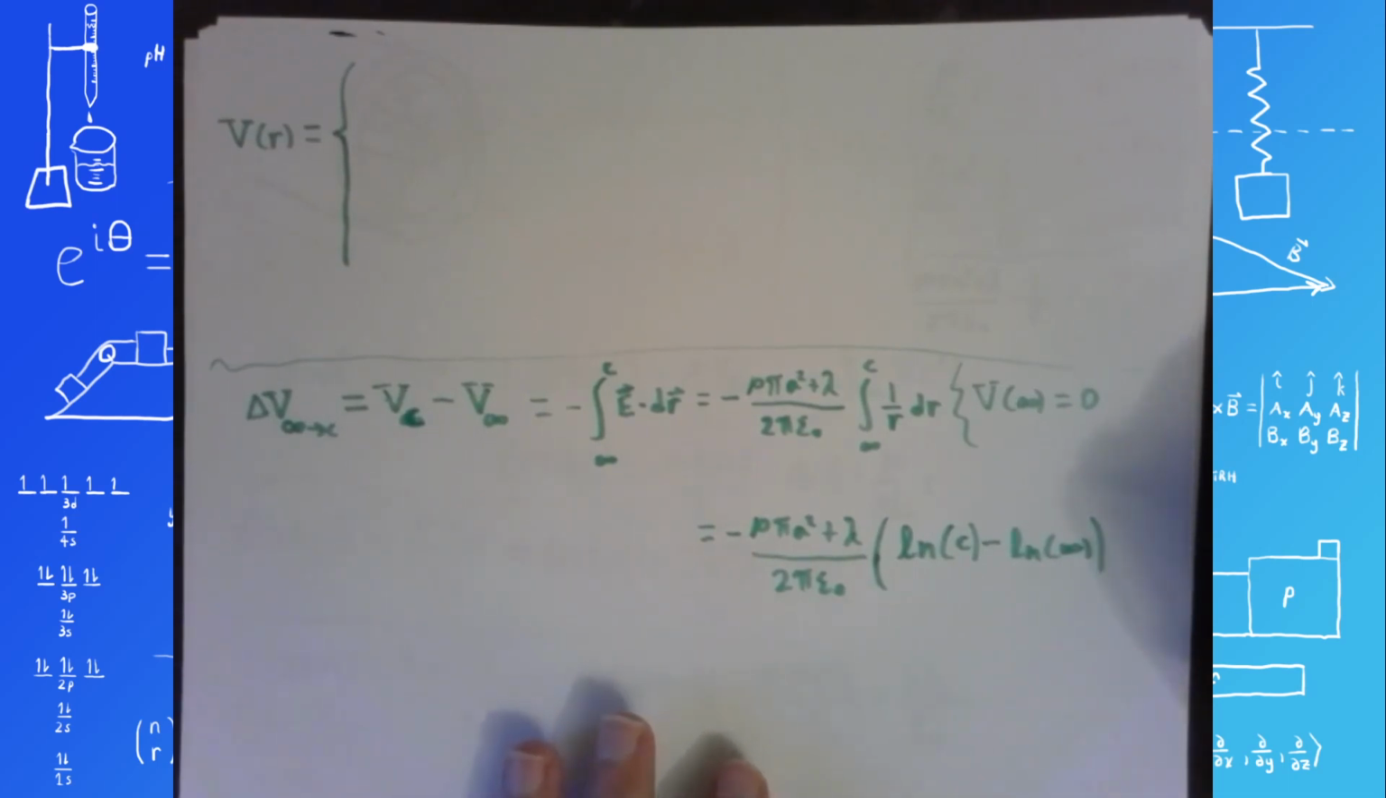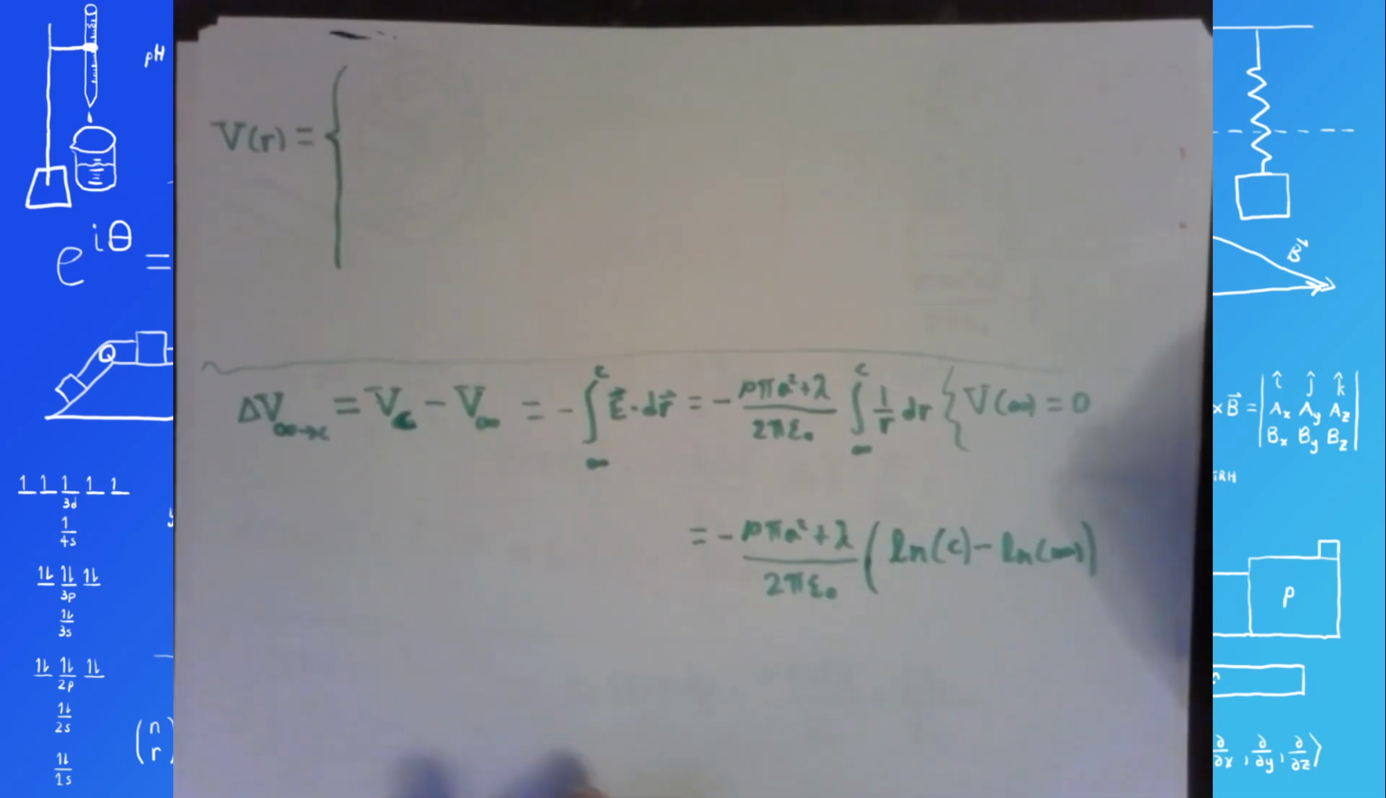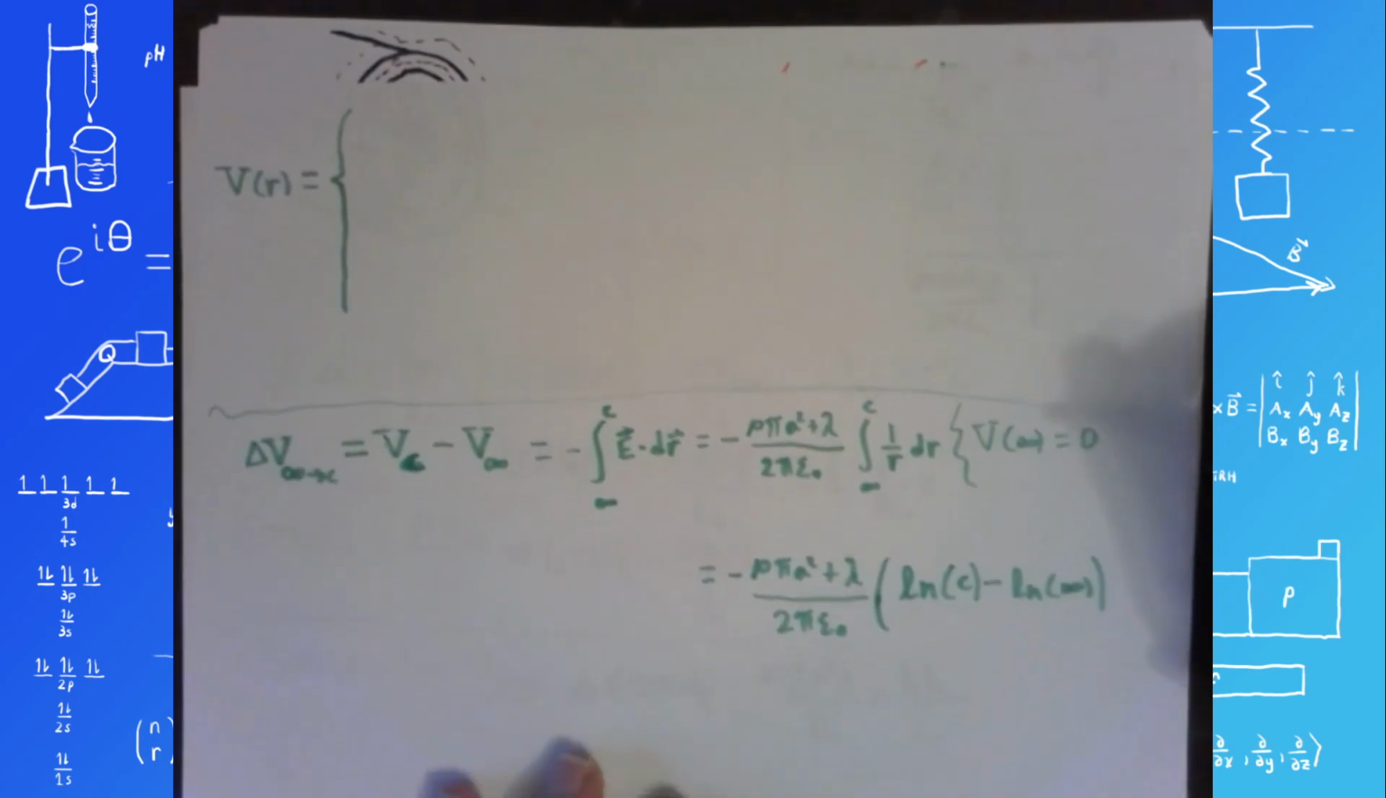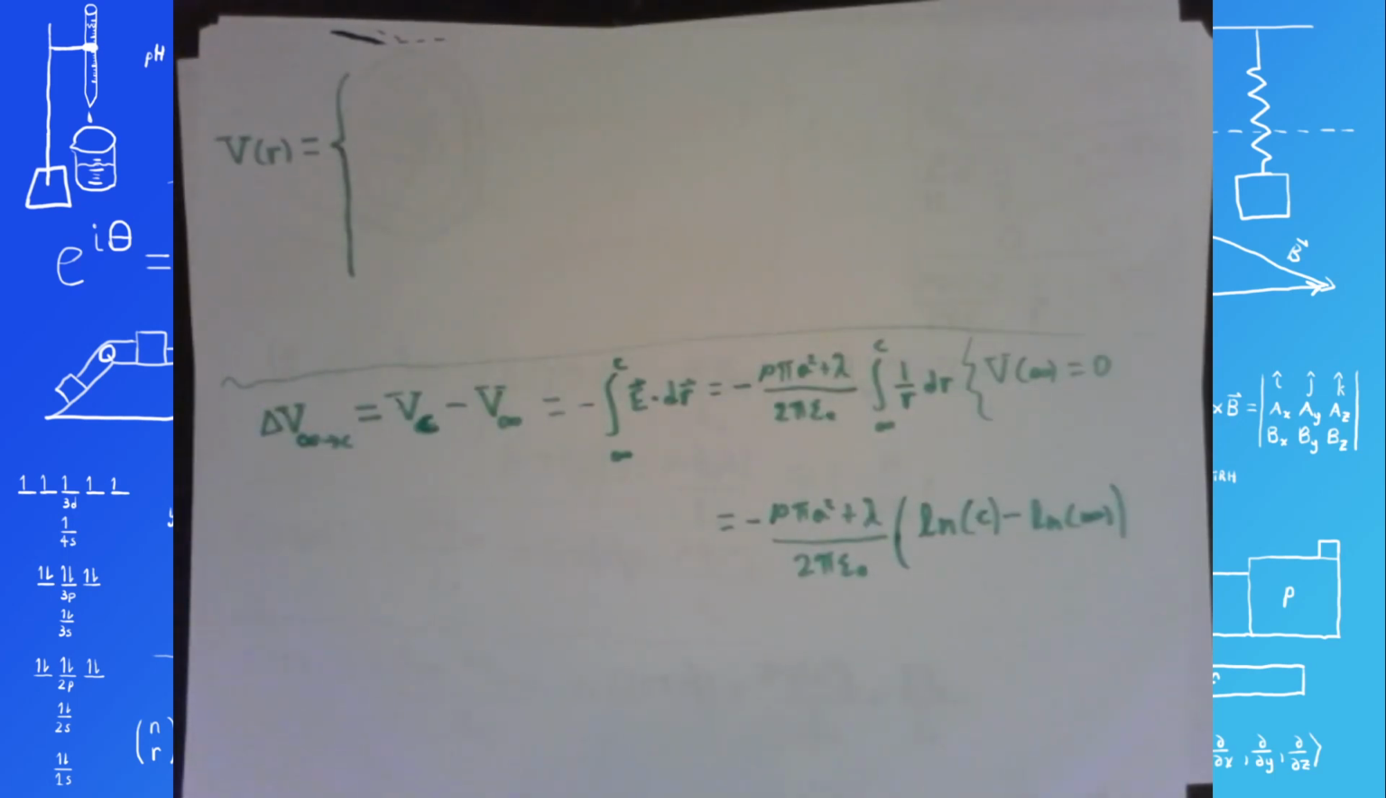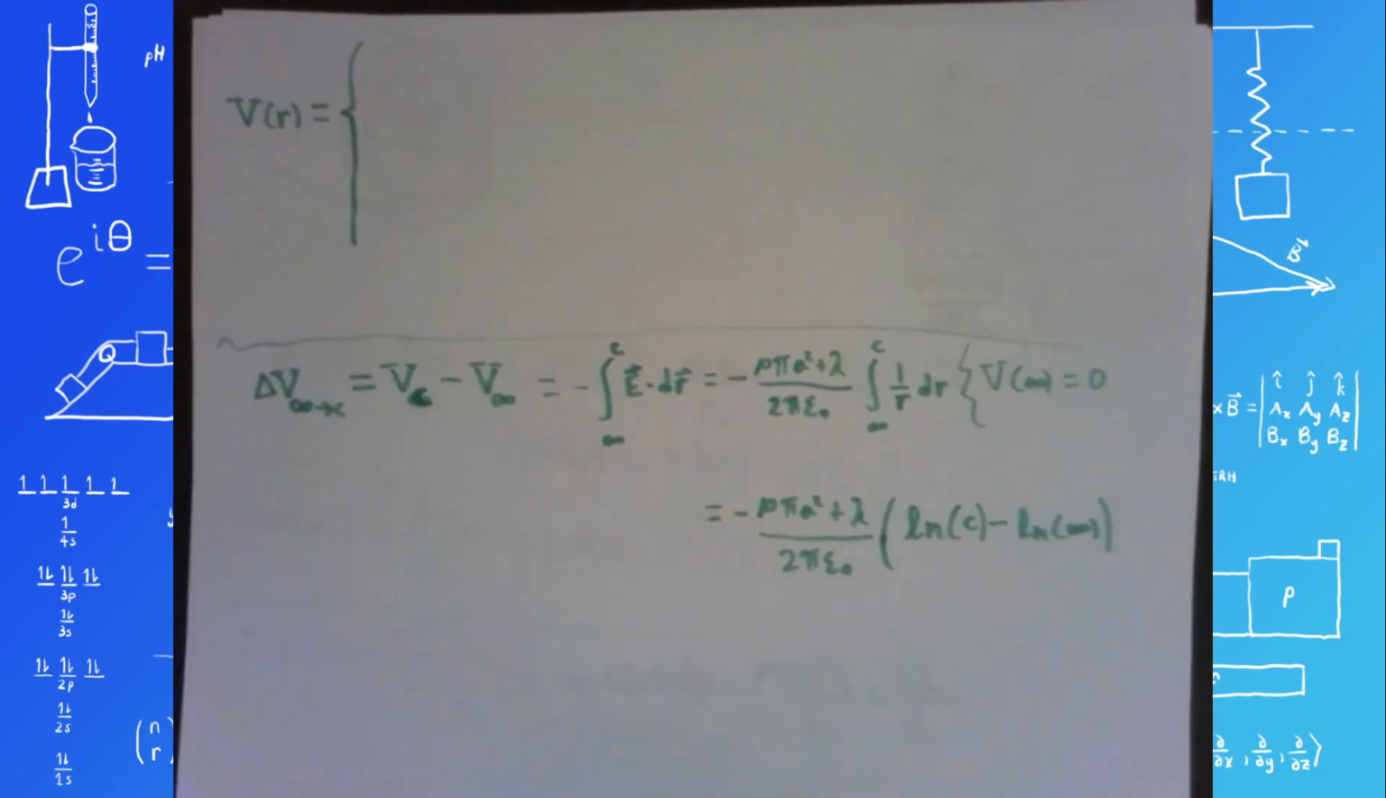Okay, maybe choosing infinity as a starting point is not the best idea. What does the book want us to do? Because I guess the other point we could pick is just from the center of the system. Will that give us any problems?